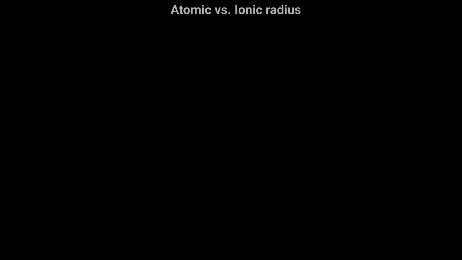Now, if we compare the relative size of anions with their parent atoms, for example a phosphide ion versus a phosphorus atom, the anions are larger than their parent atoms. Similarly, sulfide ions are larger than sulfur atoms, and chloride ions are larger than chlorine atoms. So we can say that anions are larger in size, or have a greater radius, than their parent atoms.